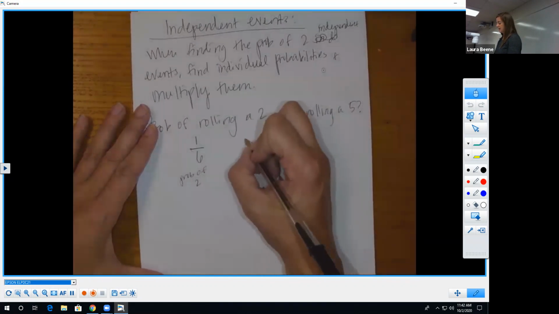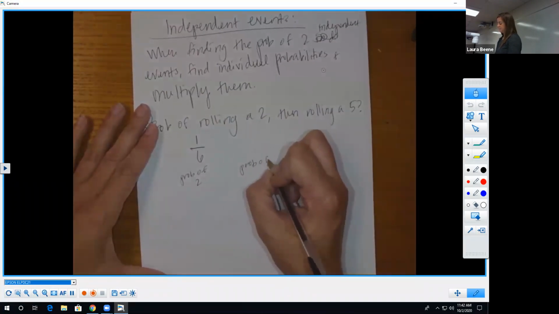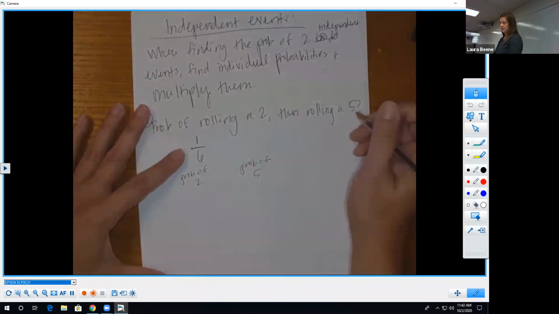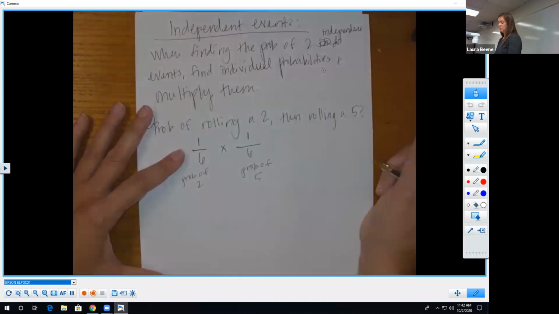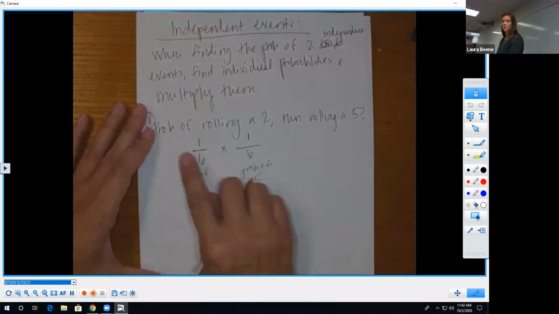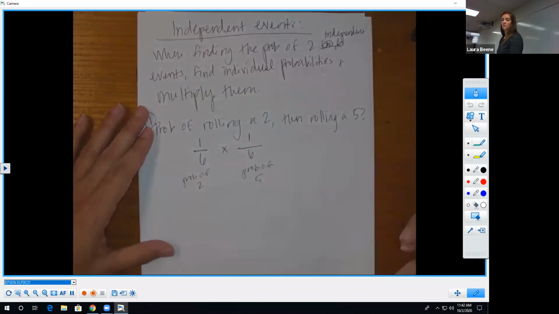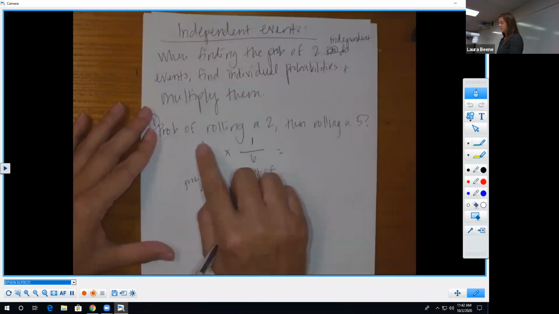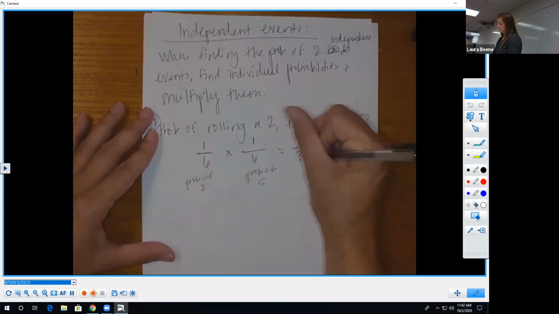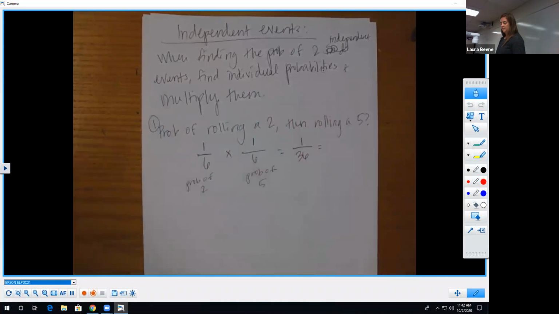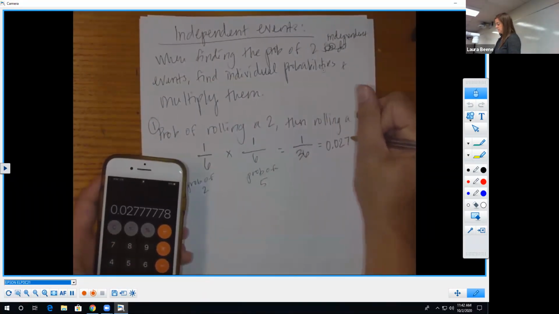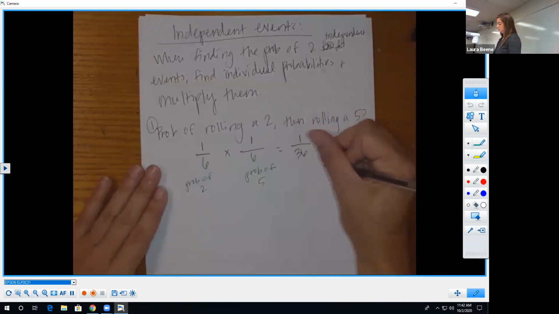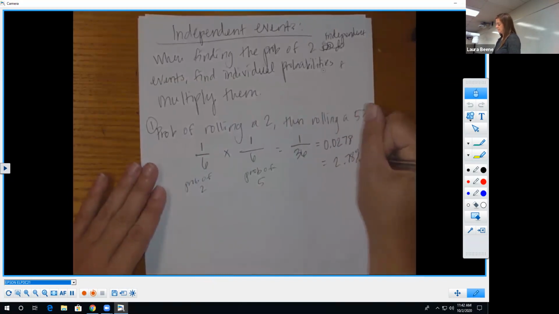The probability of rolling a 5 is the same thing, because how many 5s are on a die? There's 1 5 on a die, out of how many total options? 6 total options. When I multiply these together, that's how I find the probability of rolling a 2, then rolling a 5, so of both of them happening. So multiply fractions, 1 times 1 is 1, 6 times 6 is 36. So that is my fraction, 1 out of 36. I can get a decimal for that, which is 0.0278. And then the percentage would be 2.78%.